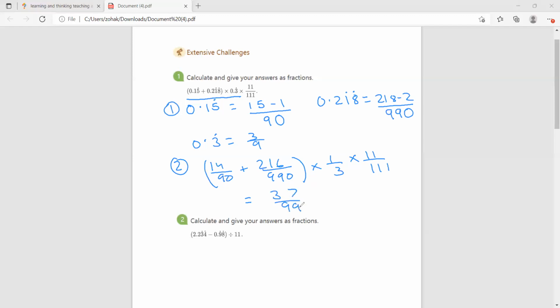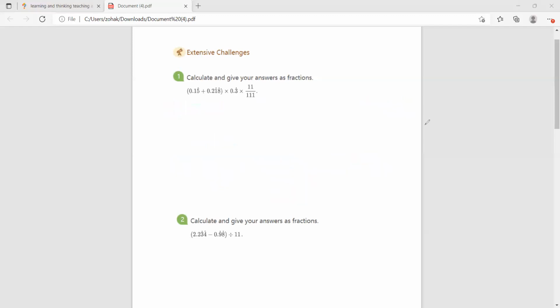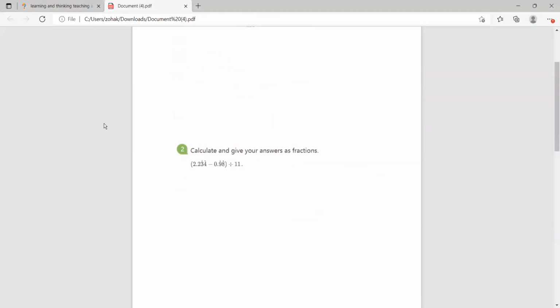37/99. Okay, so remember guys, your key steps over here are just to convert the recurring decimals into fractions, and then you guys should be very solid with fractions, and you should all know how to add fractions and multiply them too. Okay, hope that helped with the first question. Let's get straight on to question number 2.